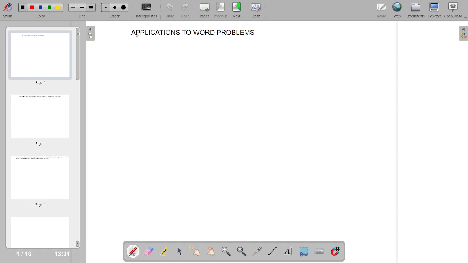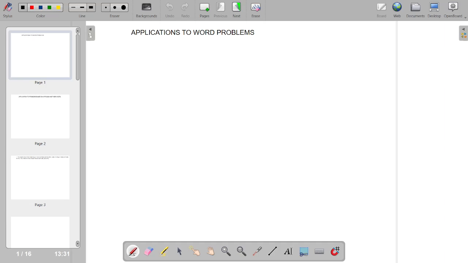For example, just observe the board here. Applications to word problems. Word problem means what? These are all day-to-day applications, like some applications related to some items and their cost. We have to solve those problems, or maybe an application related to speed, distance, travel, or something related to cost, or some application might be related to fractions. Some applications might be related to the ages of a parent and the child. We have to solve those kinds of problems. Actually, these are all day-to-day problems.